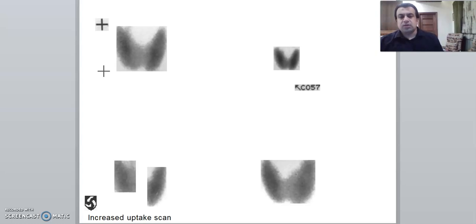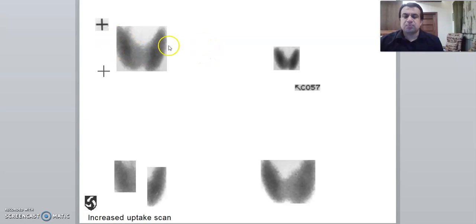And now you can see different things here. Like this is a normal thyroid tissue. There is increased uptake, so it means the patient is having thyrotoxicosis. Like this, if there is a decreased uptake, it will mean that the patient is hypothyroid, or if it's a normal uptake like a normal thyroid scan, it means that the patient is euthyroid.